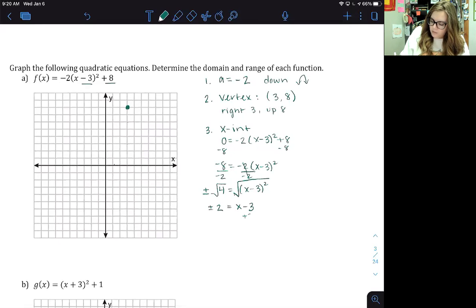And then add 3 to both sides. So x equals 3 plus or minus 2. So if we break that apart, x equals 3 plus 2, which is 5. And x equals 3 minus 2, which is 1. So our x-intercepts are (5, 0) and (1, 0).